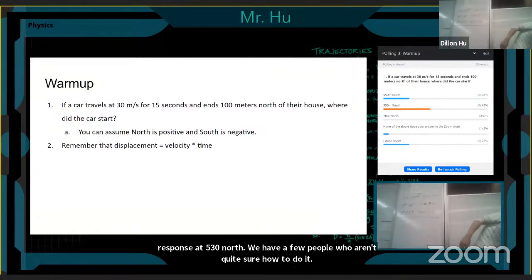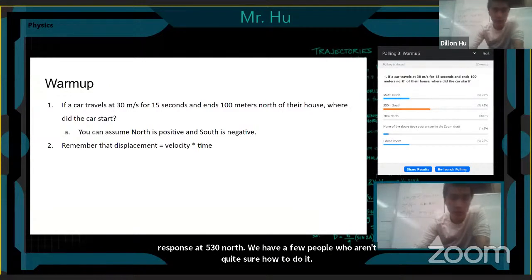So what I'm going to do here is start going over this problem, and we'll take a look at how to do this. So how do we do this problem?